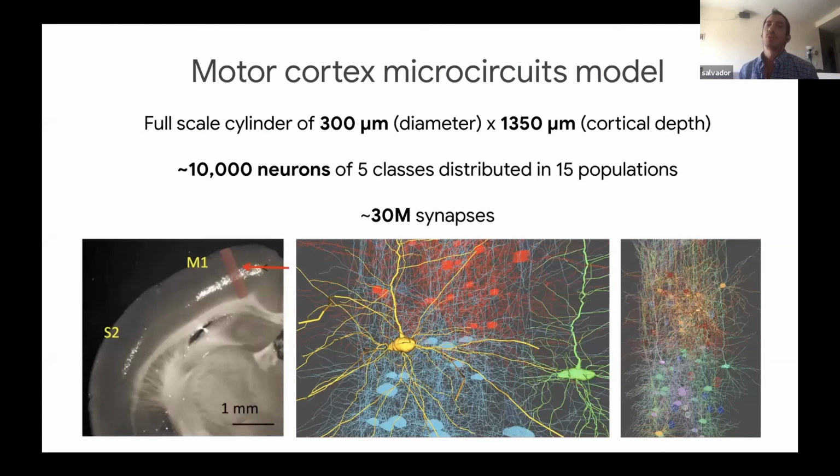Finally, I just wanted to show a couple of examples of models that we've been building using NetPyNE and that are very close to being published, several of them. This is the one that I've been working on personally for the last couple of years. It's a model of motor cortex microcircuits in the mouse. It's a cylindrical volume of about 300 micrometers by 1.3 millimeters. You can see it here represented. It contains 10,000 neurons of 5 different cell types, 15 populations, and about 30 million synapses. We included the real densities of cells within this cortical volume.